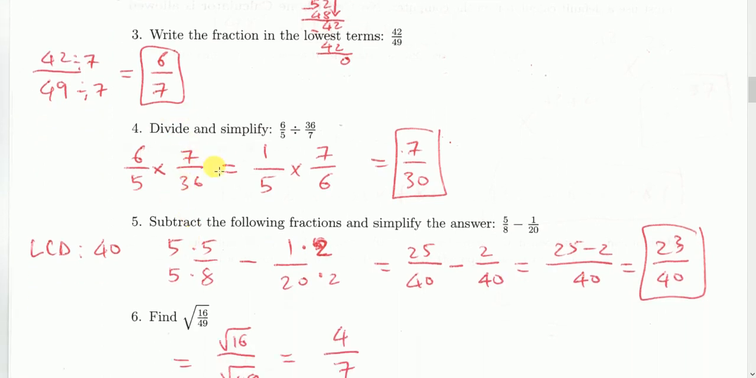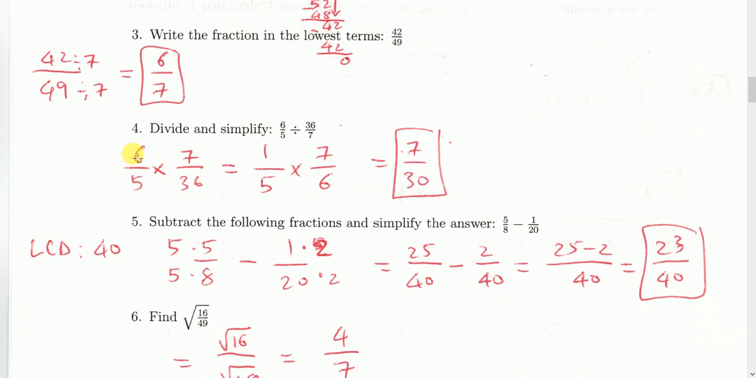Okay, divide and simplify. Remember, when we are dividing a fraction by another fraction, we are just multiplying by the second fraction and flipping its numerator and denominator. So the first fraction, I keep the same. The division, I turn into multiplication, and then I flip the second fraction, 7 over 36. Now you have the multiplication, which is easy. You can just multiply across, 6 times 7 and 5 times 36.